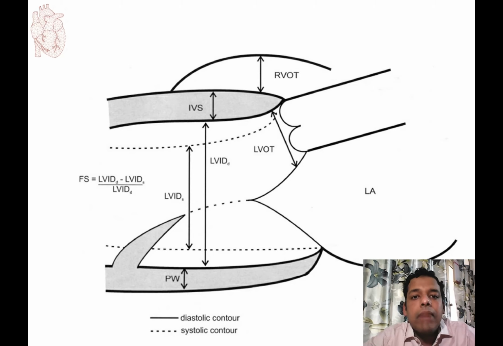In this schematic representation of the parasternal long axis view, fractional shortening of the left ventricle can be calculated. This is indicative of the ejection fraction. The fractional shortening is calculated as the left ventricular internal dimension in diastole minus the left ventricular internal dimension in systole, divided by the left ventricular internal dimension in diastole.